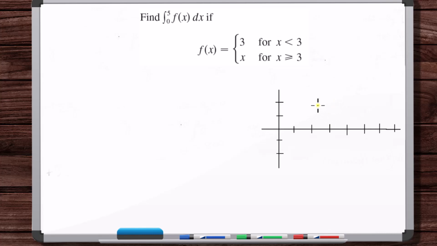All right, so we're going from 0 to 5. When x is less than 3, the function is equal to 3. Okay, and then open circle here, because it's not defined when x is equal to 3. Okay, and then the function is equal to x when x is greater than or equal to 3. And so you draw a piecewise function, you just draw the function x like normal, but then you erase where it's outside of the domain.